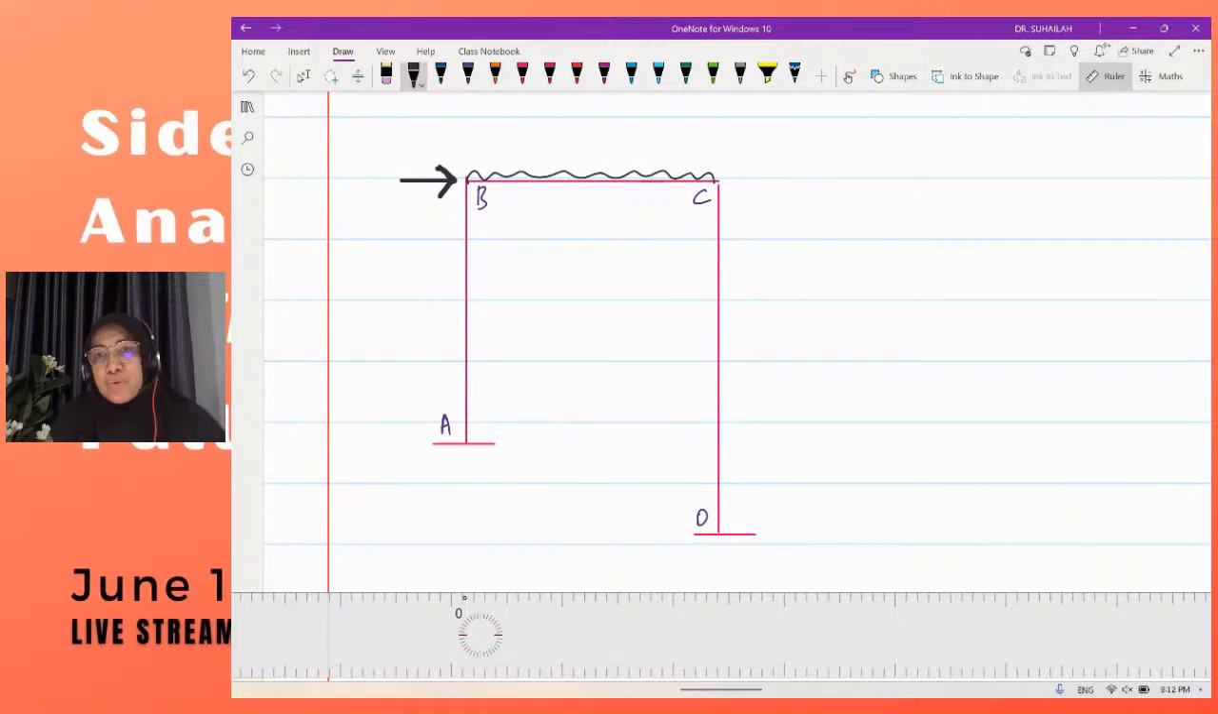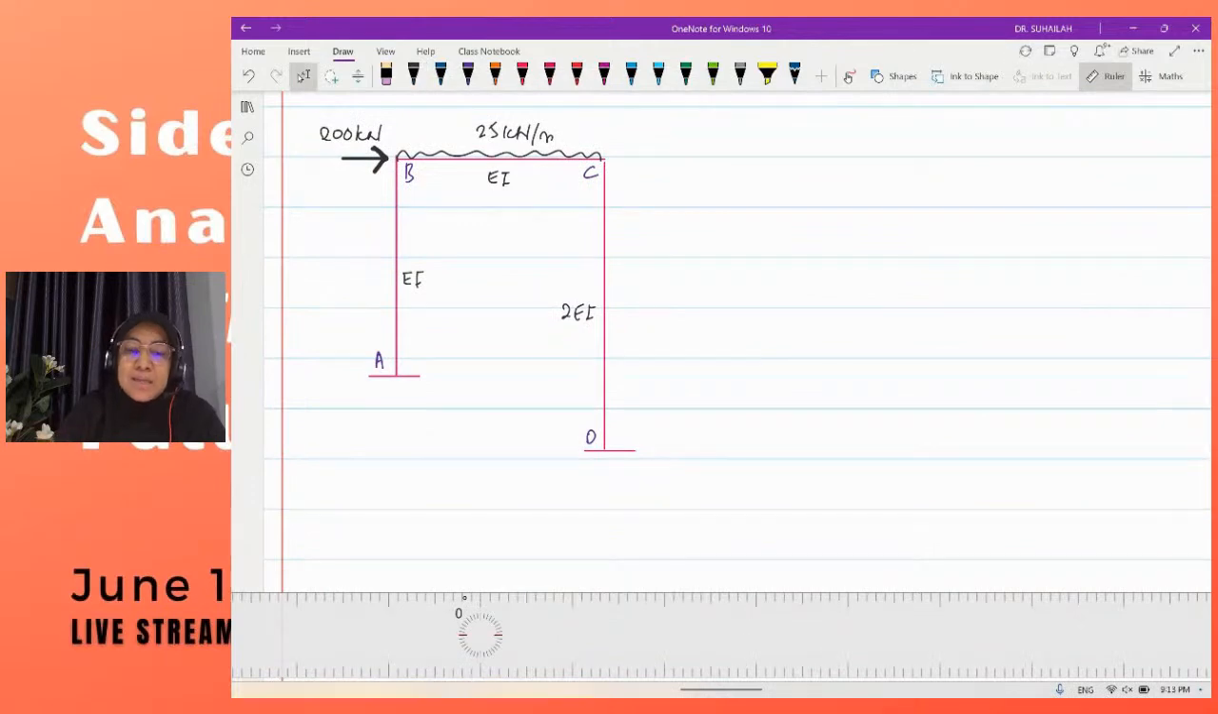There is a UDL along member BC. The W is 25 kilonewton per meter. The point load is 200 kilonewton. A, B, C, D: A fixed, D also fixed. AB is EI, and this one is 2EI.